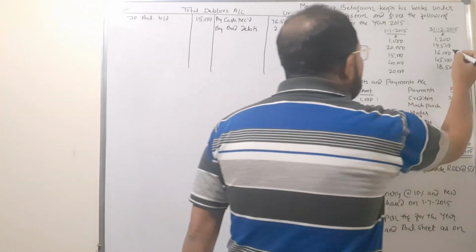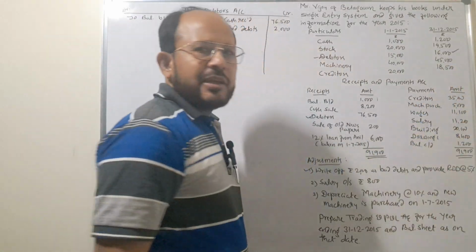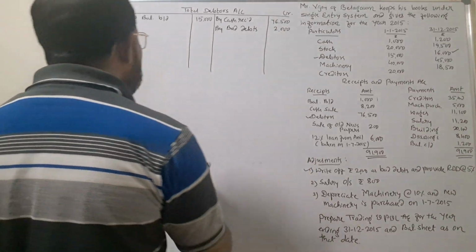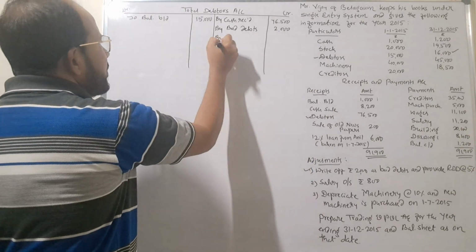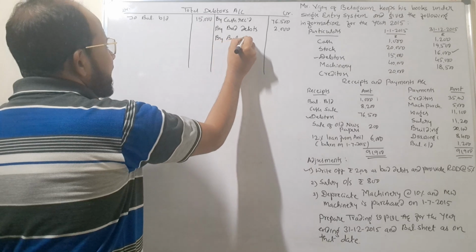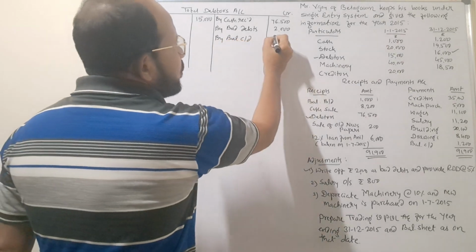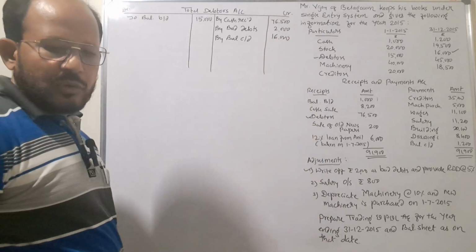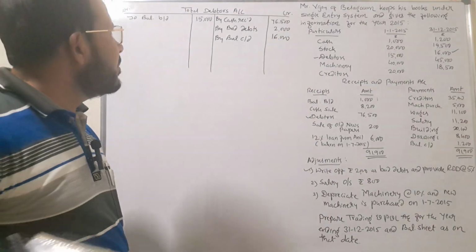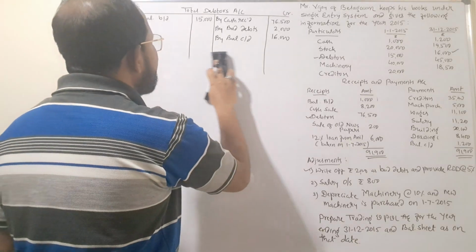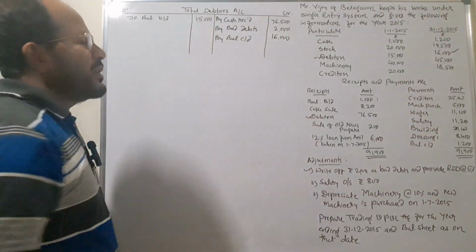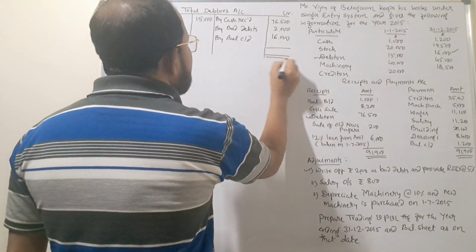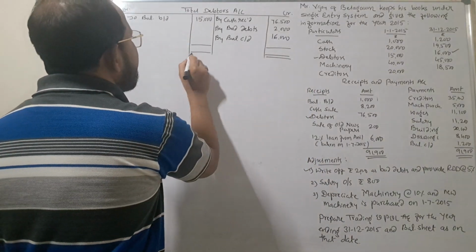ಜೊತೆಗೆ ಇಲ್ಲಿ ನೋಡಿ, ಕ್ಲೋಸಿಂಗ್ ಬ್ಯಾಲೆನ್ಸ್ ಆಫ್ ಡೆಟರ್ಸ್ ಕೊಟ್ಟಿದ್ದಾರೆ. 16,000 ರೂಪಾಯಿ ಕ್ಲೋಸಿಂಗ್ ಬ್ಯಾಲೆನ್ಸ್ ಆಫ್ ಡೆಟರ್ಸ್ ಕೊಟ್ಟಿದ್ದಾರೆ. ಅದನ್ನ ನಾವು ಬೈ ಬ್ಯಾಲೆನ್ಸ್ ಕ್ಯಾರಿಡ್ ಆನ್, ರುಪೀಸ್ 16,000 ಅಂತ ತೋರಿಸಬೇಕು. ಈ ಖಾತೆಯಲ್ಲಿ ಮತ್ತೆ ಬೇರೆ ಏನು ಇನ್ಫಾರ್ಮೇಶನ್ ಇಲ್ಲ. That is why we have to close this account. ಈಗ ಬೇರೆ ಯಾವುದೇ ಎಂಟ್ರೀಸ್ ಇಲ್ಲ.